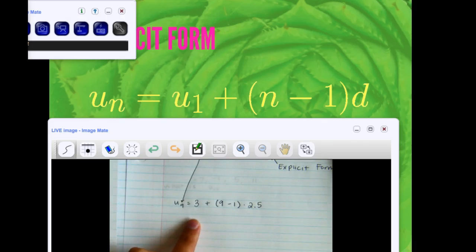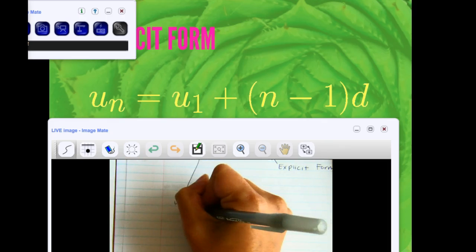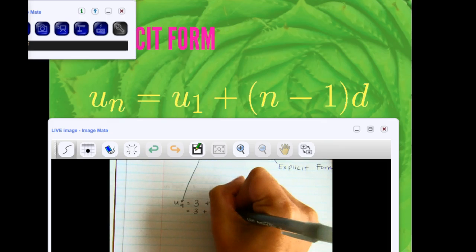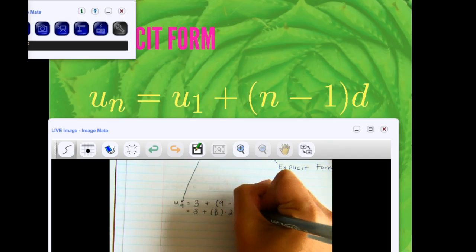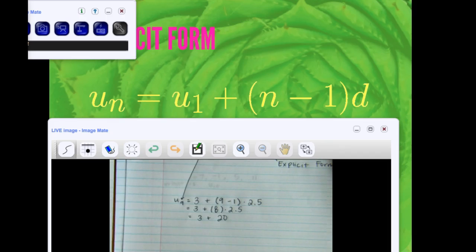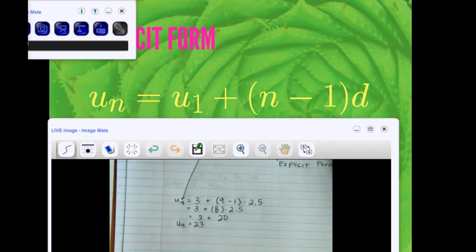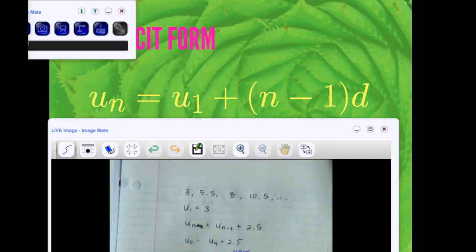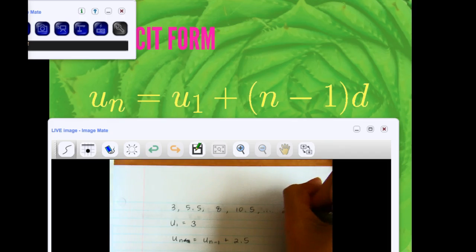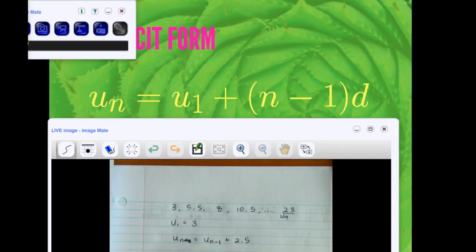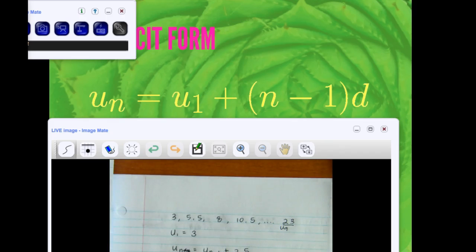Okay, now I'm going to just simplify, and once I simplify this, I will have my 9th term. U sub 9 is equal to 3 plus 8 times 2.5. 8 times 2.5 is going to give me 20. 20 plus 3 is going to be 23. So my 9th term in the sequence is the number 23. So u sub 9 will be 23 in this sequence. Okay, let's keep moving on.